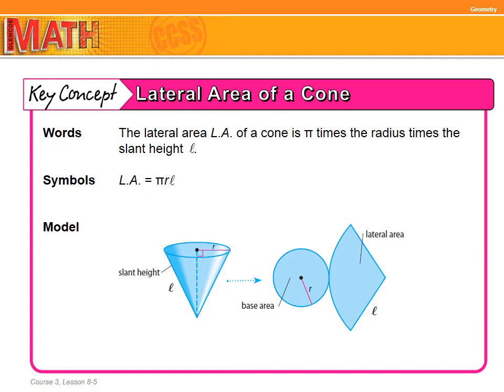Key concept, lateral area of a cone. The lateral area, or LA, of a cone is pi times the radius times the slant height, which is L. So here's our formula. LA is pi times radius times slant height.